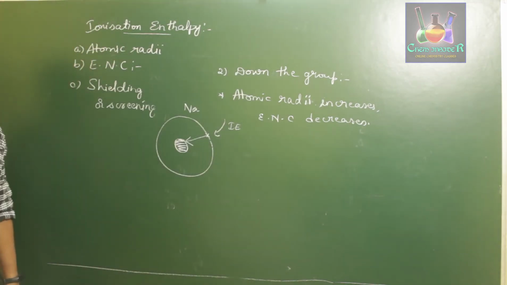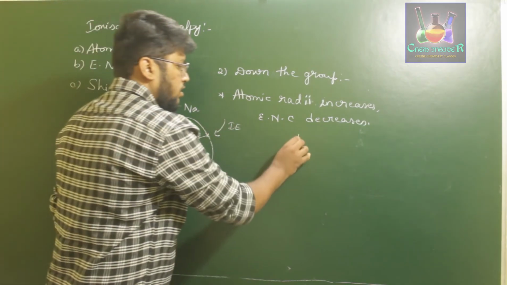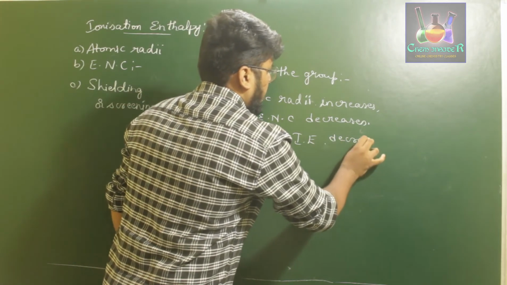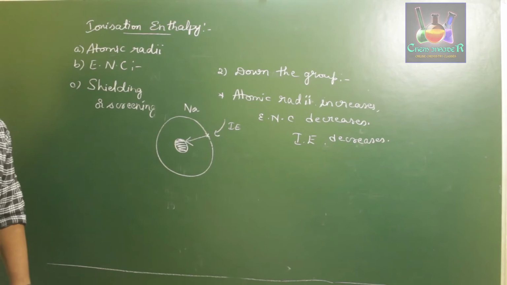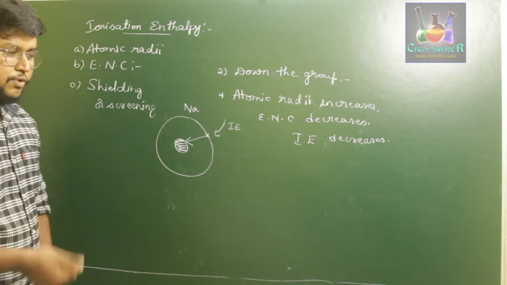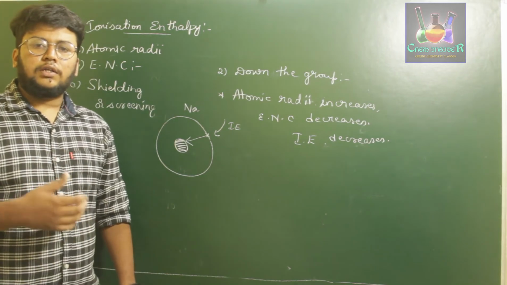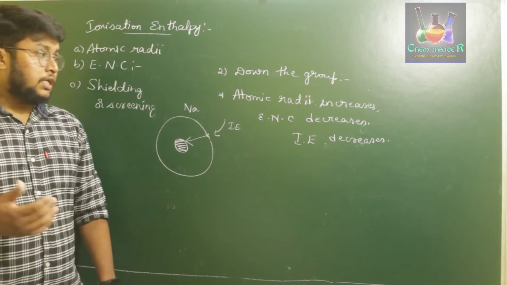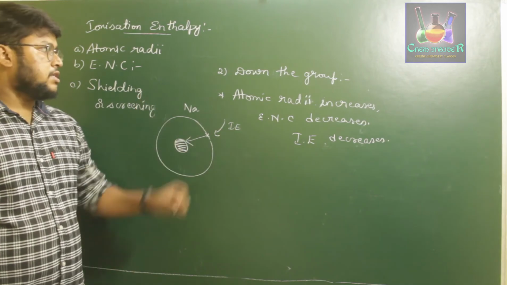So therefore, what we can conclude from this is, with the increase in atomic radii and decrease in effective nuclear charge, ionization enthalpy decreases. Ionization enthalpy decreases down the group. Okay, so this is about the trend in case of periodicity of ionization enthalpy. So first, if we go across the period, ionization enthalpy increases. As we go down the group, the amount of energy required to remove an electron will be less. Therefore, ionization enthalpy decreases.